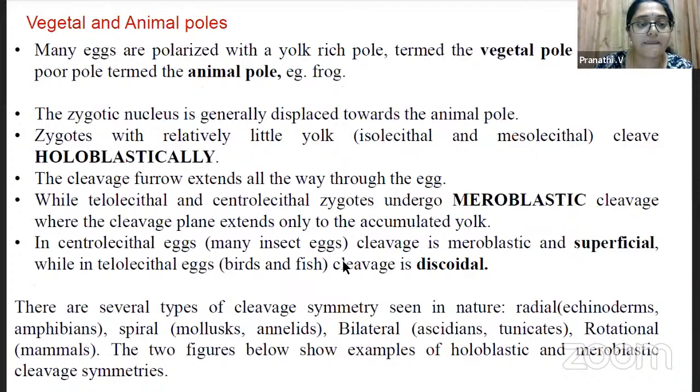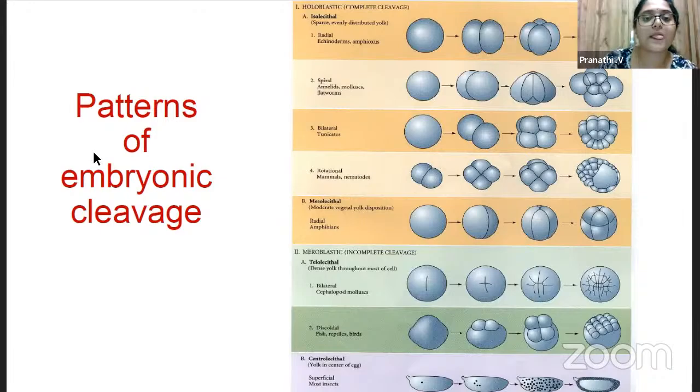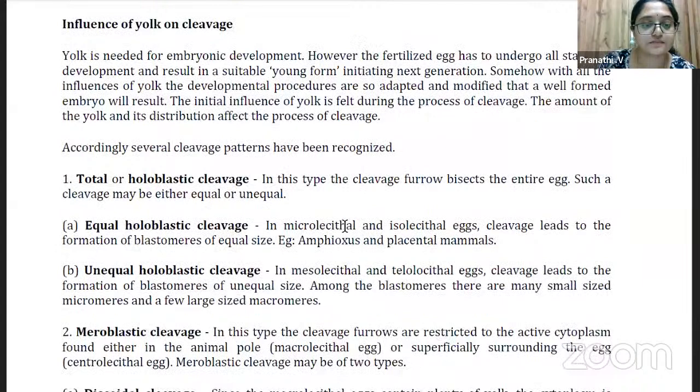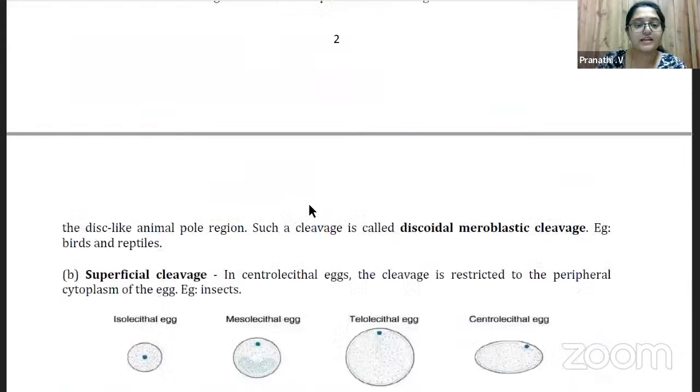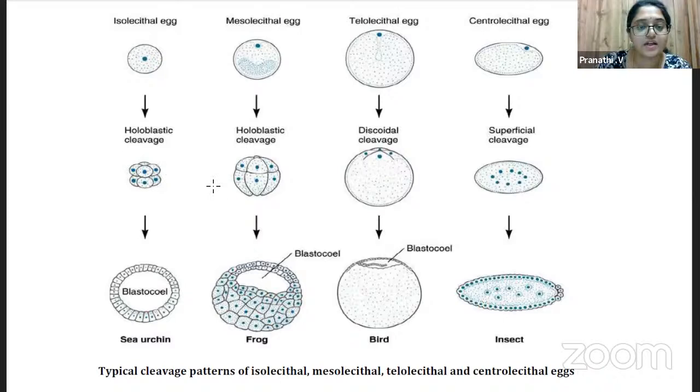Let's just stick with whatever is there right now. Patterns of cleavage. Yes. So total or holoblastic cleavage, where the entire egg is going to be bisected. It can be equal or unequal stage. And then you can see over here, holoblastic cleavage, and the entire furrow is being formed over here.